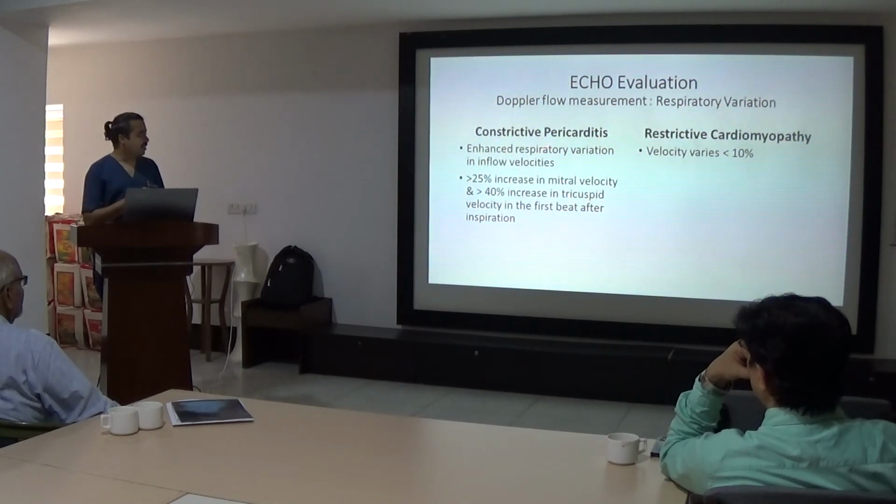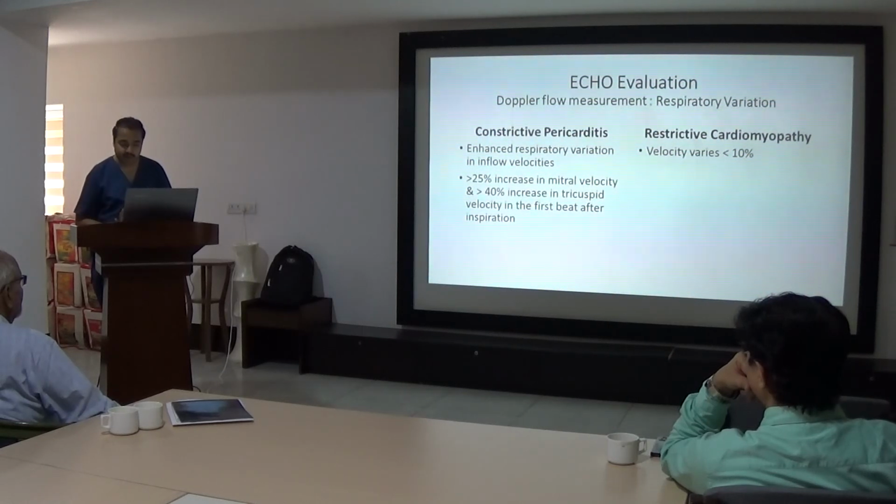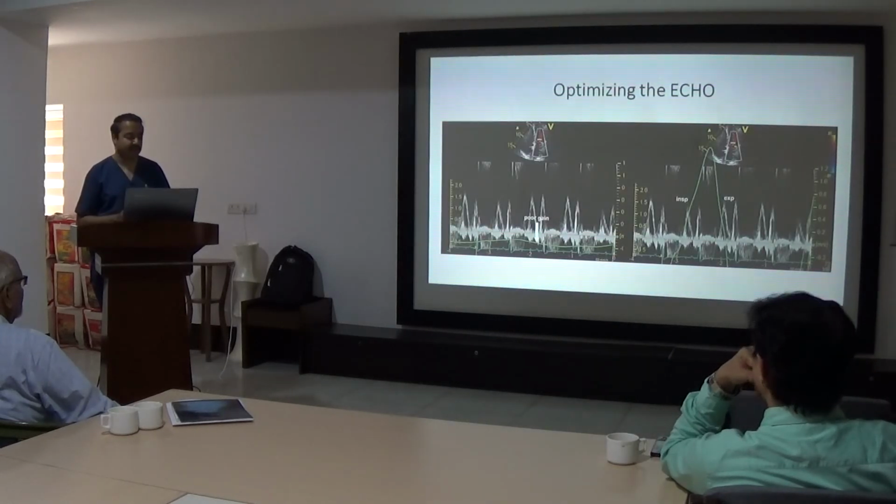In constrictive pericarditis, there is enhanced respiratory variation in flow velocities because there will be ventricular interdependence. More than 25% increase in respiratory velocity on the mitral side and more than 40% increase on the tricuspid side is diagnostic of constrictive pericarditis. I'll come to images of this. Versus restrictive cardiomyopathy, here the velocities are decreased because filling is decreased due to disease of the myocardium. So velocity varies less than 10%.